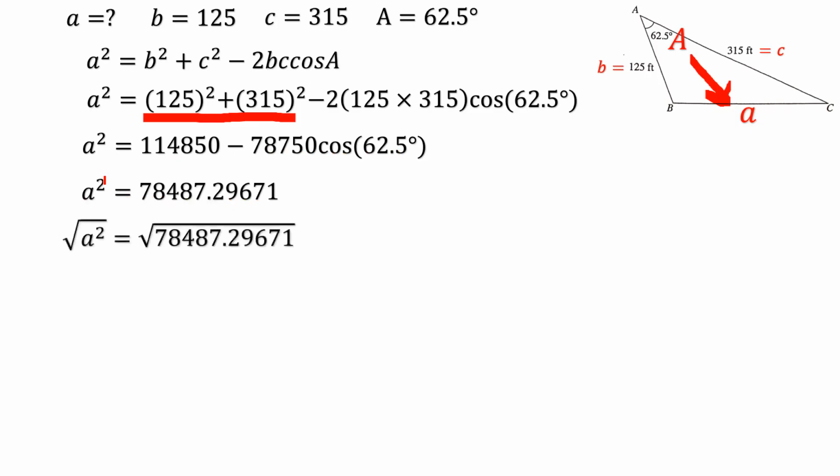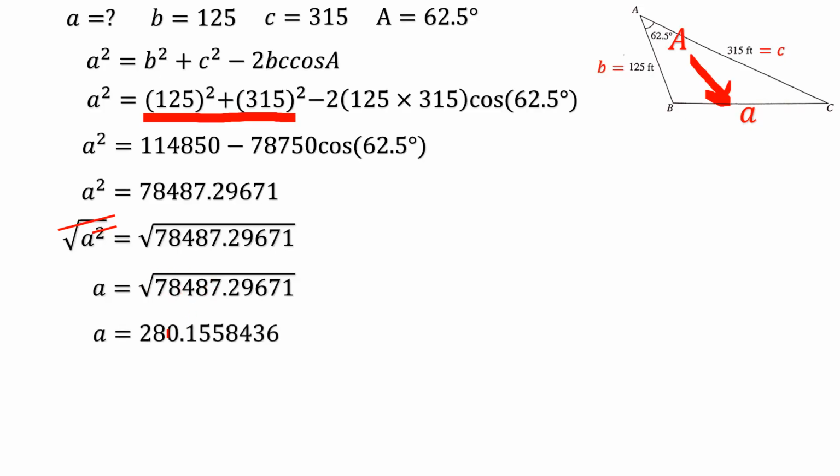So let's take the square root of both sides. The square root cancels with the square, so we're left with A is equal to the square root of this value. If we take the square root of this value, we get 280.1558436. We round to two decimal places, and we get 280.16. And that is how we find BC. So the missing side, BC, is going to be equal to 280.16. Now let's move on to the next question.